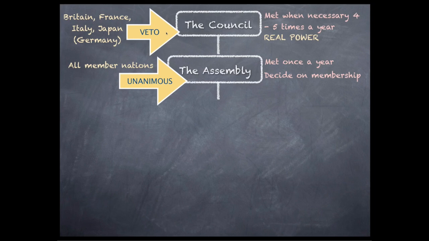Like the Assembly, though, any decision that the Council took had to be unanimous. That was because any member of the League Council could veto. So if one member voted against a decision, it wouldn't get passed. Again, this could potentially stop the Council from coming to any decision which is against the interests of any member of the Council. They could use their veto.